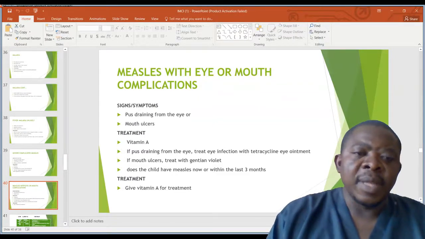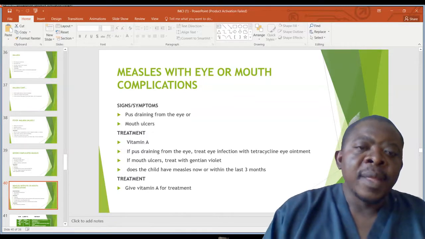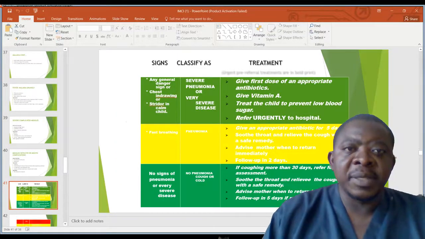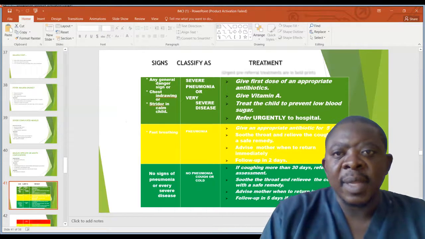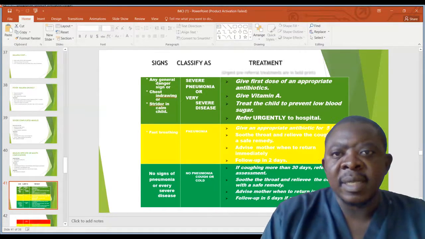So after that, then you can allow the child to go home. Then give vitamin A for treatment in treating these children. So here, this is now the classification of the diseases that we have just discussed within the color code.